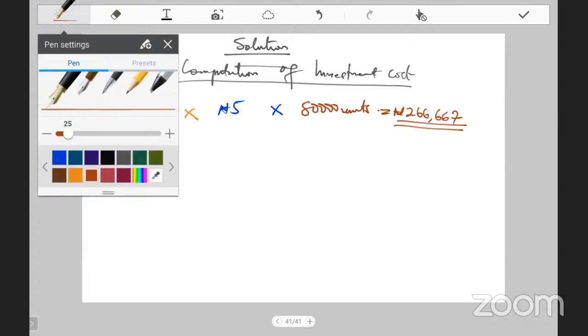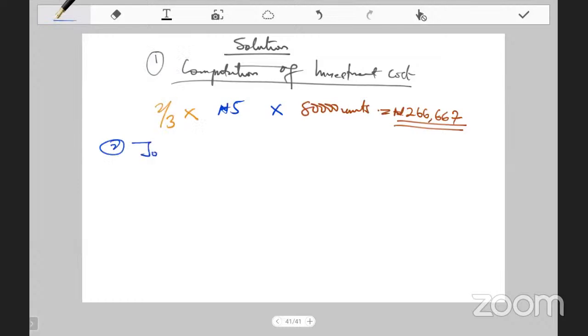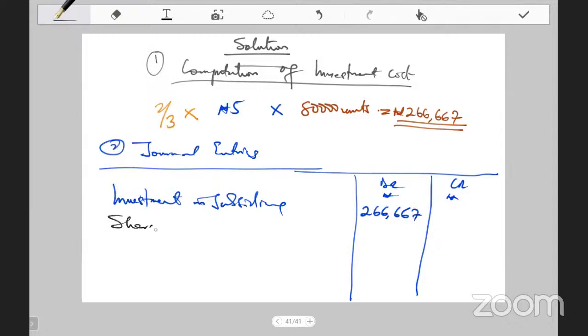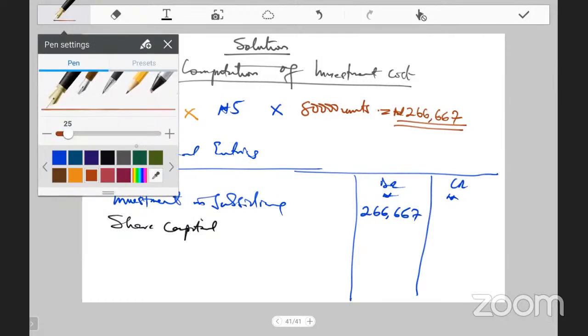So let's go to number 2. We now want to do the journal entries. In order to do the journal entries, we need to be very careful. We need to know which one is on debit and which one is on credit. To debit, that is our investment in subsidiary, because that is our investment element. How much is that? 266,667. But when we are going to take this account to the share capital of Taiwo, we are going to split it into the share capital and the share premium.